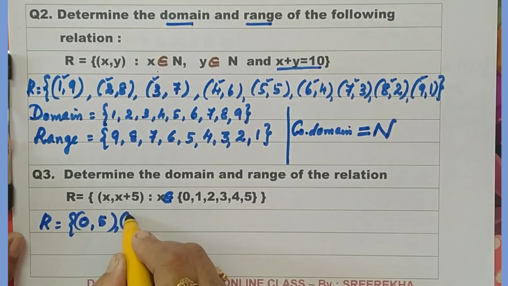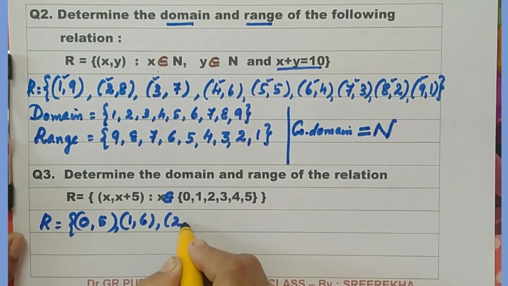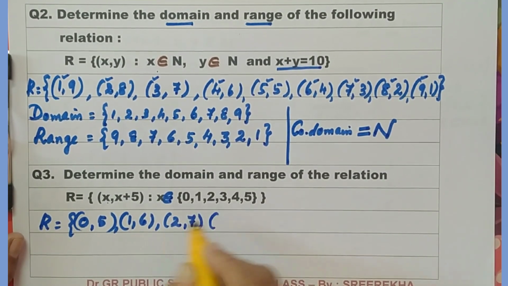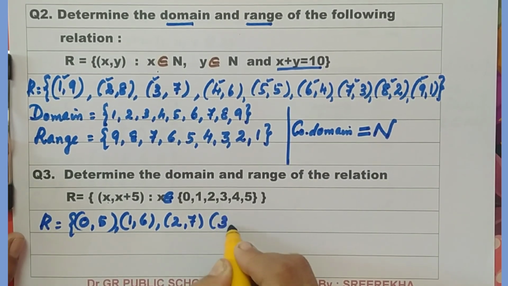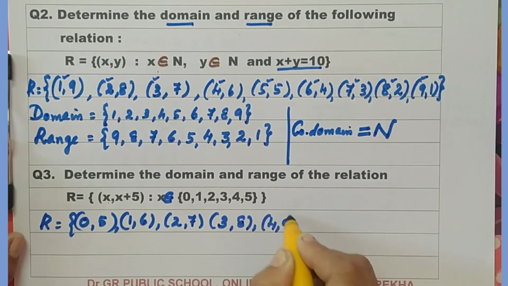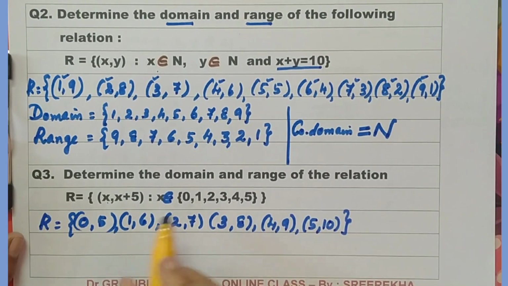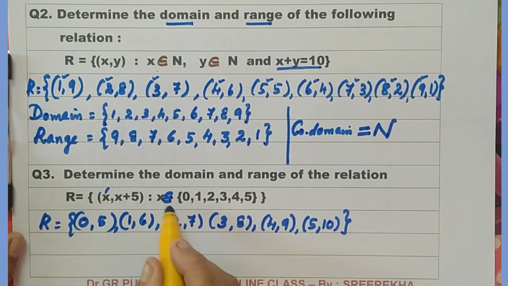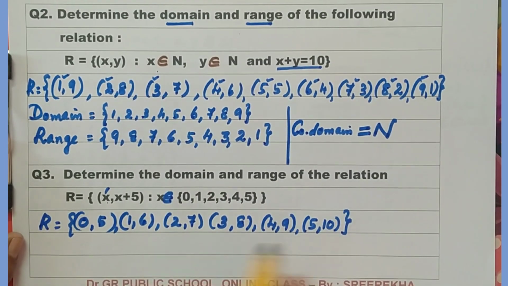The first element, if I take as 1, it will be 1 plus 5, 6. 2, 2 plus 5, 7. Then that is the first element plus 5 gives the second element. 3, 8, 4, 9, 5, 10. This much only you can write. Why? Because the first elements x are 0, 1, 2, 3, 4, 5. So this much only you can write.